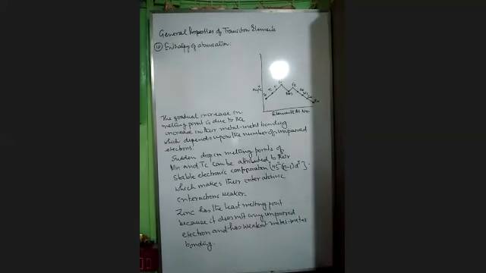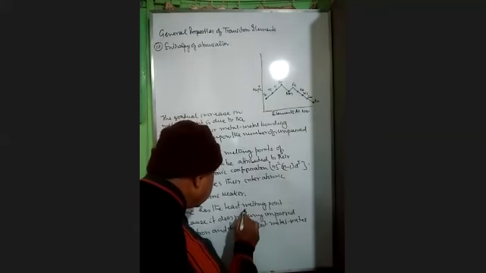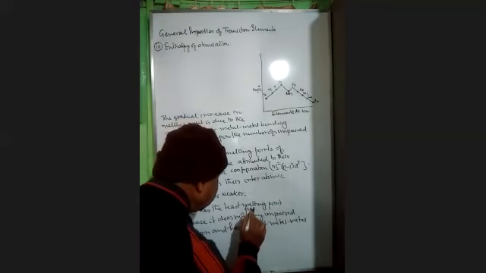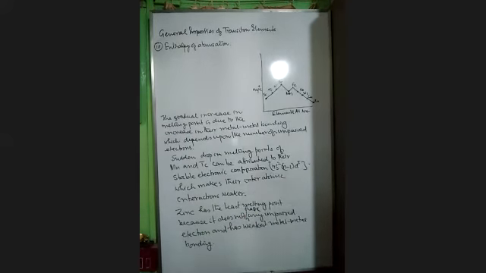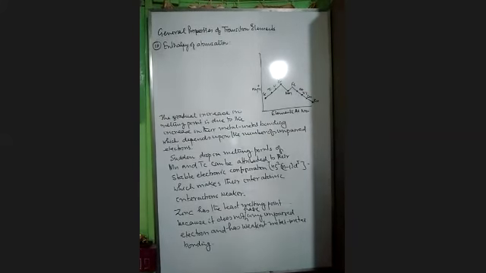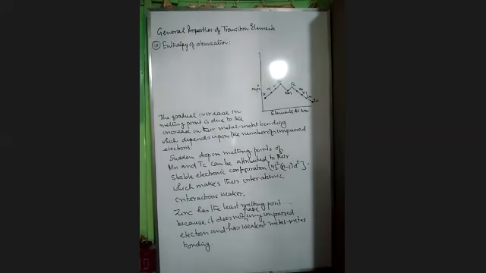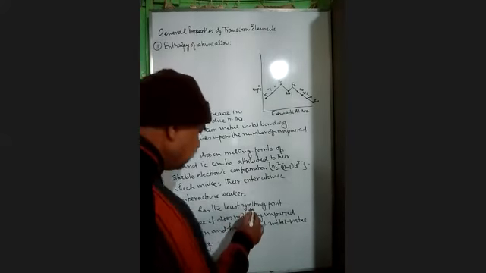See, sir, what have you written, sir? Zinc has the least melting point because it does not have any unpaired electron, and has weakest metal-metal bonding. So it will be has, I think. Does not has. Here, Vansan, what will it be? Has or have? Have, sir. I don't know.